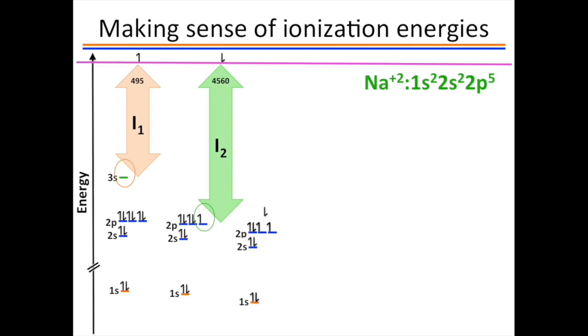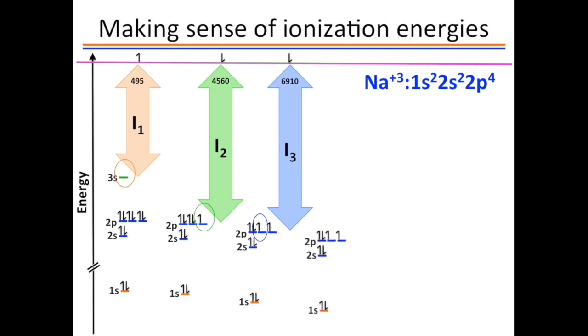Now let's remove the third electron to make a sodium 3+ ion. We see that I3 is once again larger than I2. The difference in ionization energy between I3 and I2 is not as large as the difference between I2 and I1, because this electron came from the same p shell as the second electron. And once again, the energy levels are reduced.